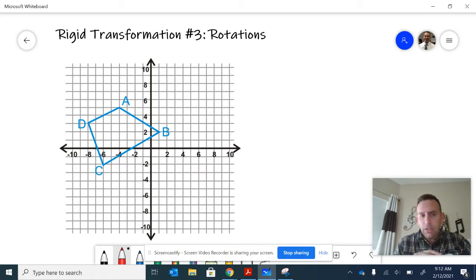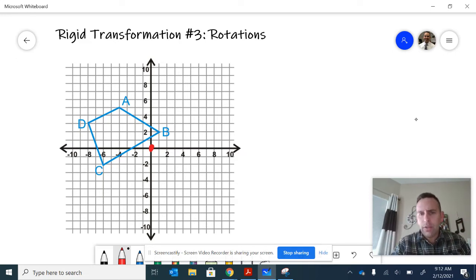So if you take a look at this figure, it appears to be maybe a trapezoid, and I want to think about rotating it about the origin. What would happen to all of the points? Well, if you can figure out what happens to two of the points, then you have a chance at figuring out what happens to all of the points, because then you can kind of map the figure with it.